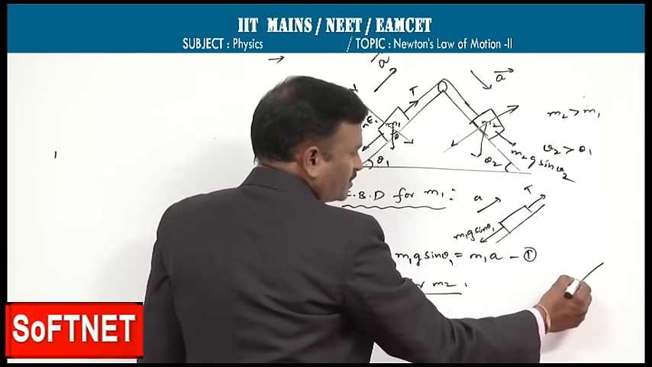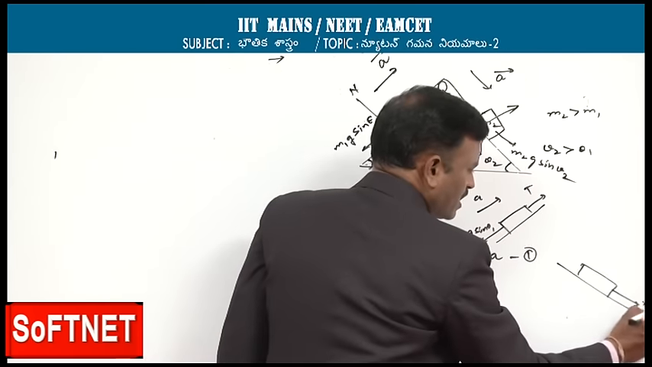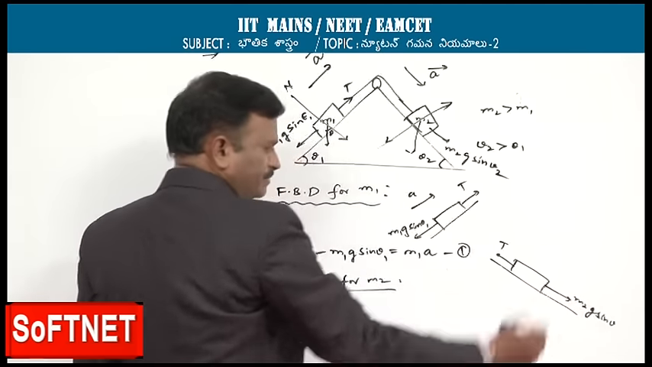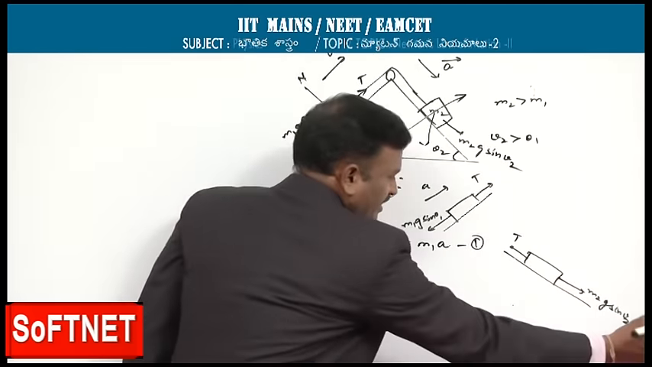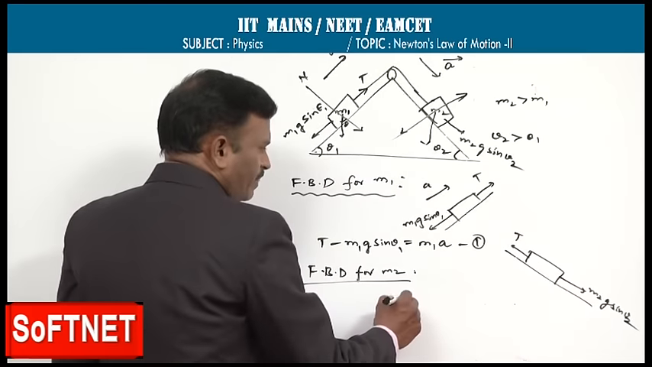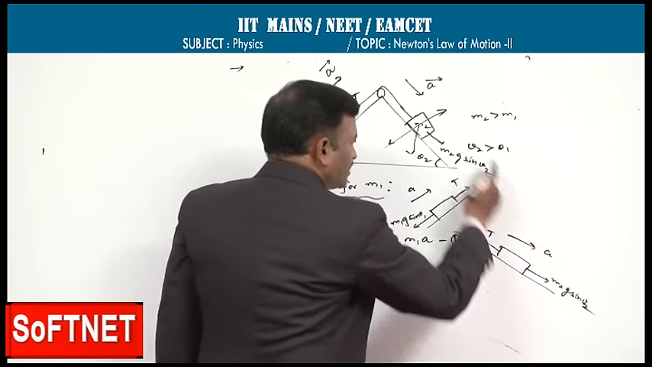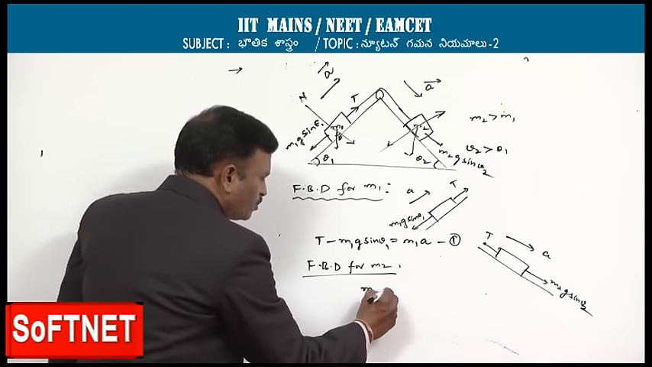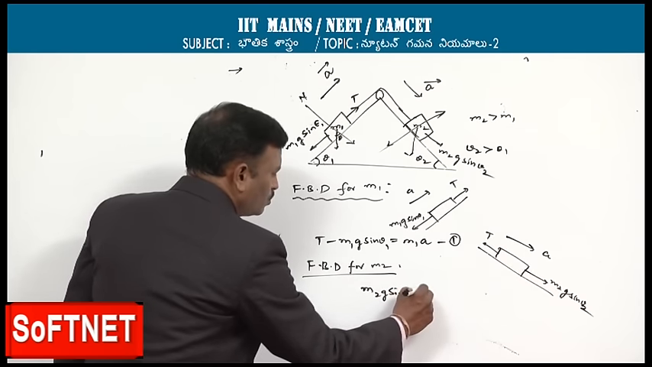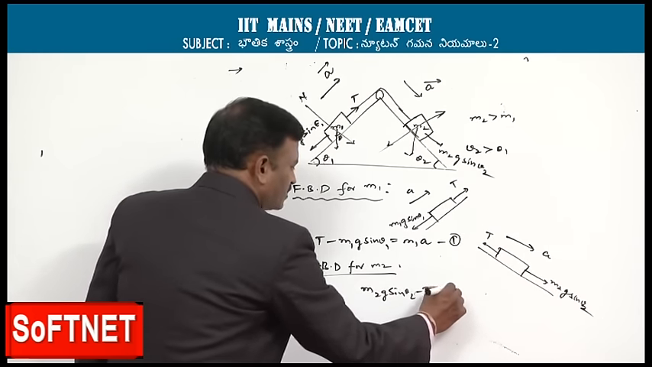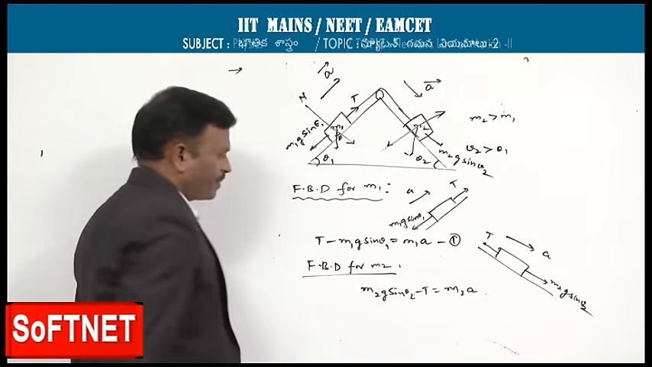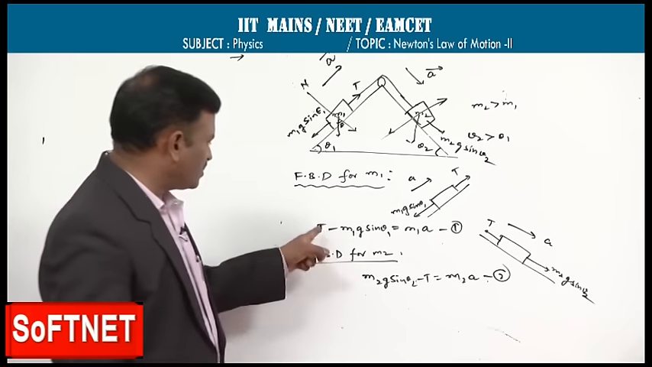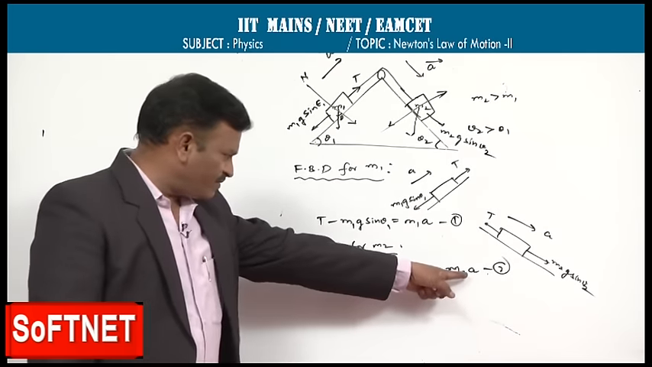That is the diagram we can take. It is m2g sin theta 2, and T. Now the acceleration is obviously downwards along the inclined plane. So the resultant, m2g sin theta 2 minus T, must be equal to m2a. This is equation 2. Solving these two equations, T will get cancelled, and we will get an expression for a.